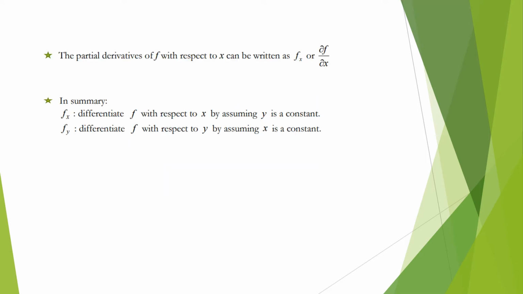The partial derivative of f with respect to x can be written as fx or df per dx. In summary, fx means we differentiate f with respect to x by assuming y is a constant, while fy means you differentiate f with respect to y by assuming x is a constant.